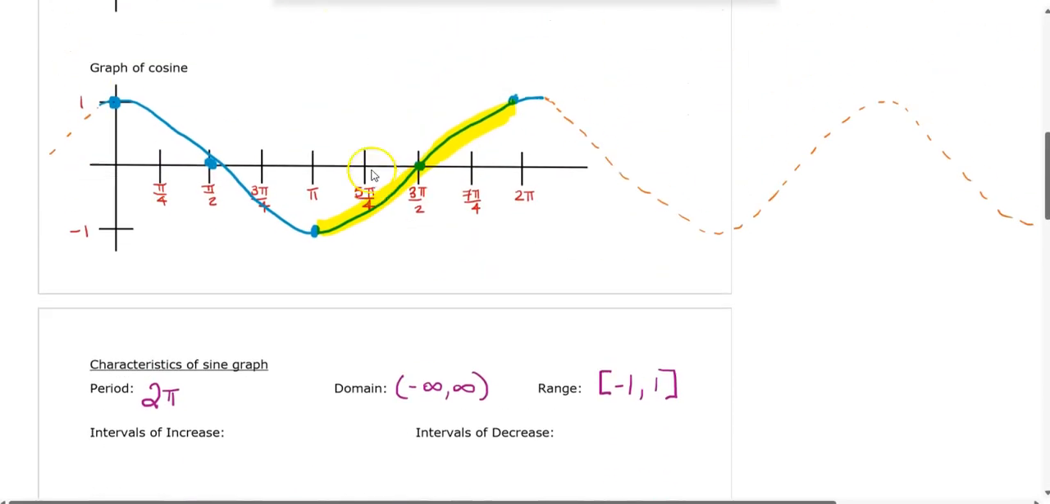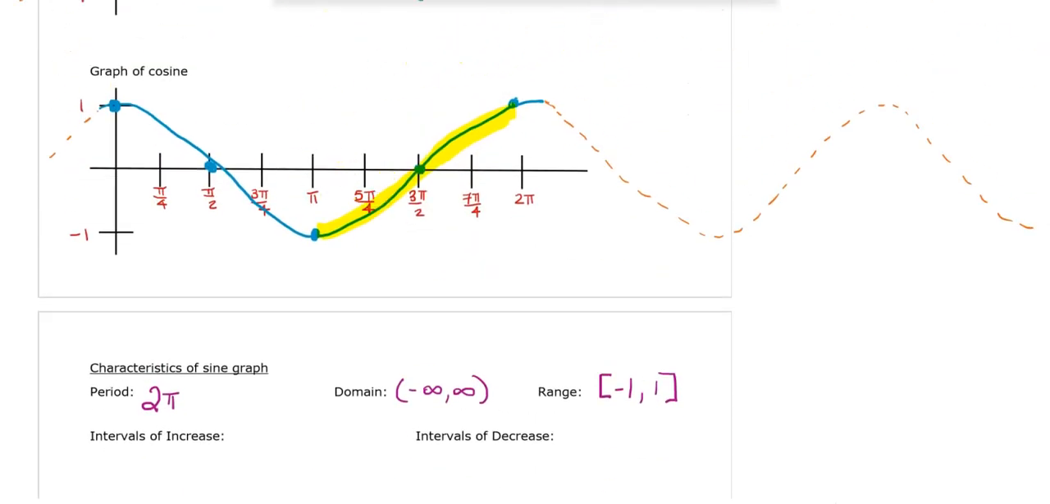Intervals of decrease. So let's look at what we have right there for that one. Decreasing from 0 to pi, right there. You can see it's decreasing. It's going to do the same thing here from 2 pi to 3 pi. And then we do the same thing from 4 pi to 5 pi. Okay, so you see it's going to continue to do that every single time.